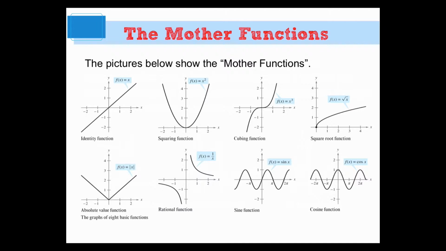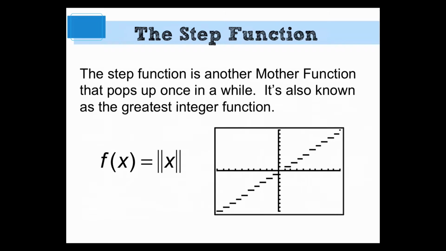Sine and cosine we talked about already. So this is a new mother function for us, and then we'll also talk about the step function in a second. So we're good on all these, right? Good. There's the step function. Don't get the step function confused with the absolute value function. Notice there's 2 bars on each side. It's also known as the greatest integer function. So it takes a number, it chops off all the decimal stuff, and just gives you the integer value. So for instance, if I have a value of 1.5 and I put it into the step function, it gets rid of the 0.5 and just gives you 1.